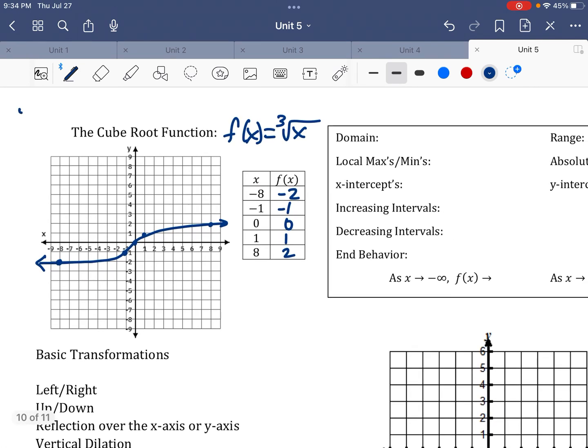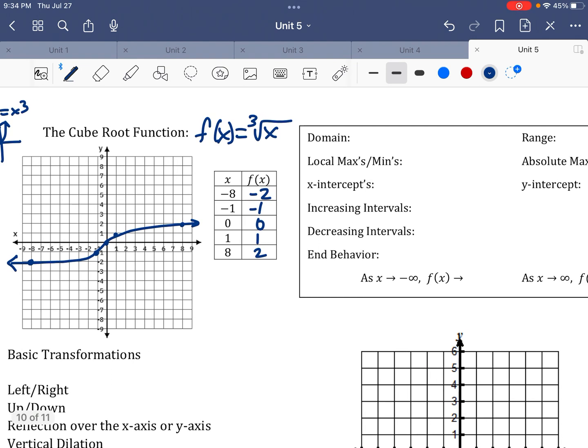So I don't know if you remember, but if we had a cubed function, like y equals x to the third, this looks like this. It snakes up and down. And a cube root snakes side to side. These things are inverses of each other. They're like opposites in a way, but they're called inverses. All right, so just a fact to know.